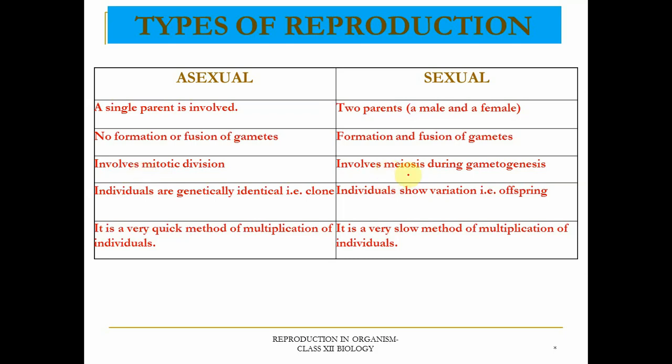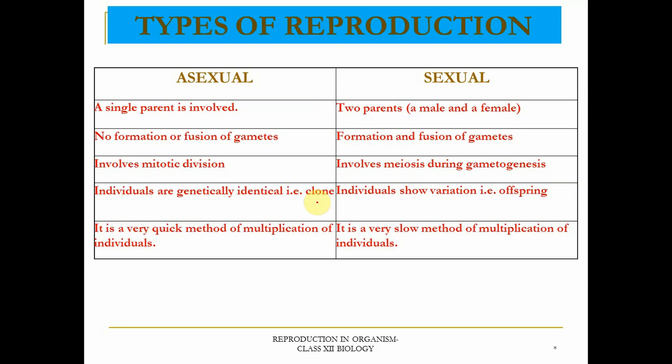So meiosis takes place in the gonads, that is testis and ovary, so that they can produce their respective sperms and ovums. So in asexual reproduction only mitosis takes place, and in sexual reproduction, meiosis. In asexual reproduction, the individuals are genetically identical, which is called a clone. Now here the word clone is there. Clone means the offsprings are morphologically and genetically identical to their parents.